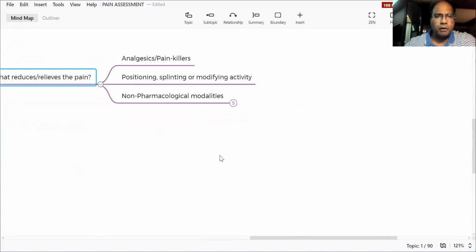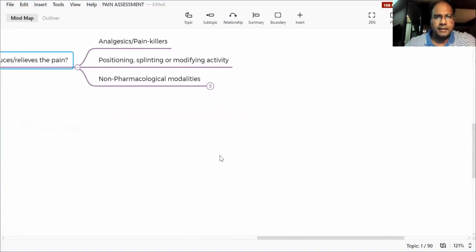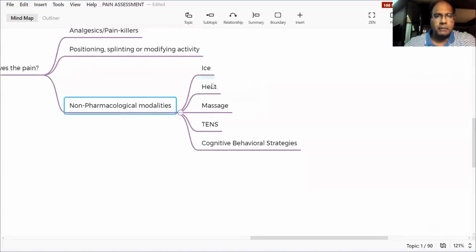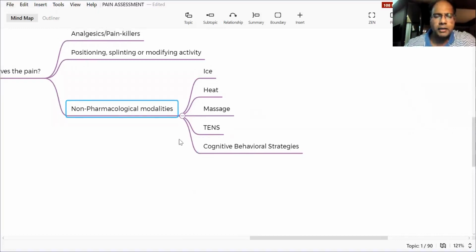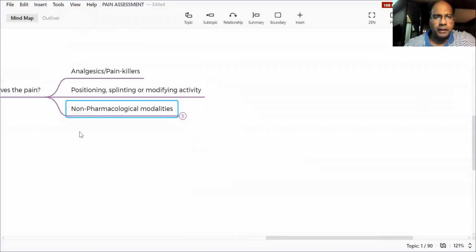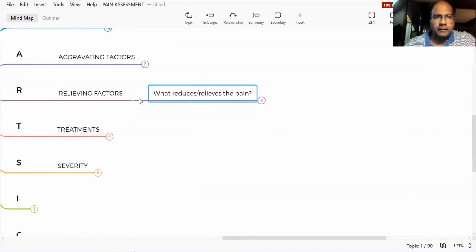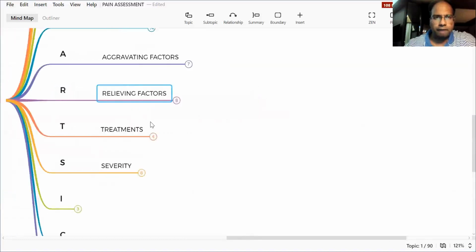Or other non-pharmacological modalities, like without medicine, any other modalities that the patient might be using? He might be using ice, heat, massage, or maybe attending a physiotherapy session like TENS, or a psychologist or a therapist for cognitive behavioral strategies. These are the things which can relieve or reduce pain, and these are the things that we should be asking the patient. What relieves the pain is what we should mention in relieving factors.